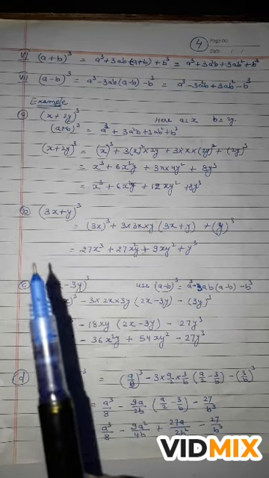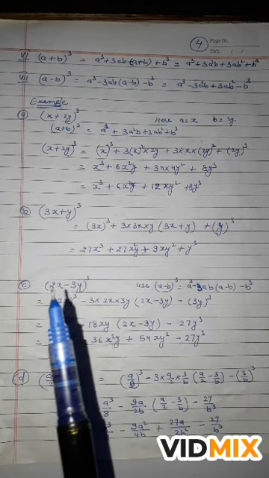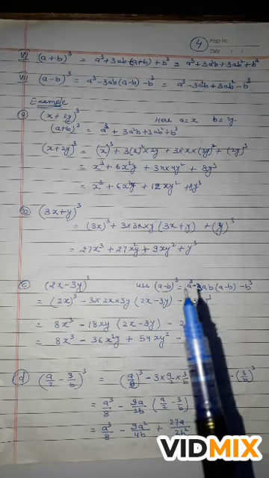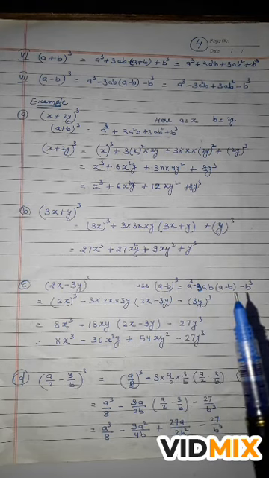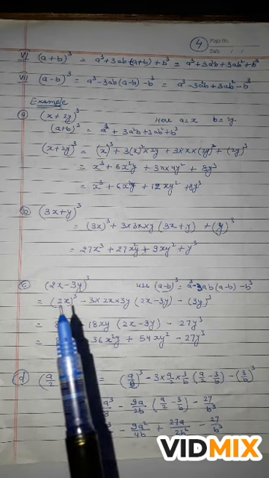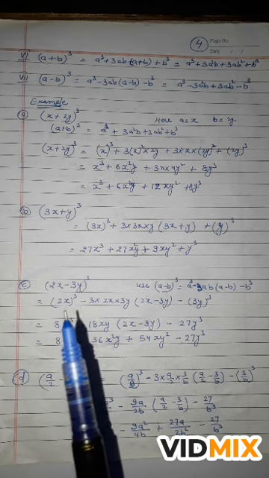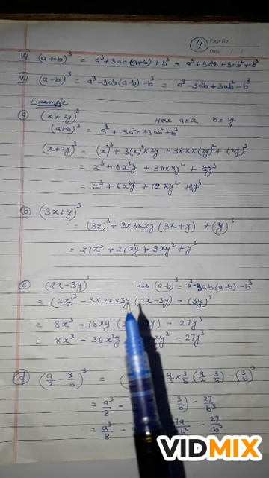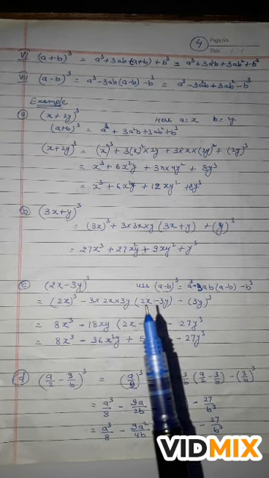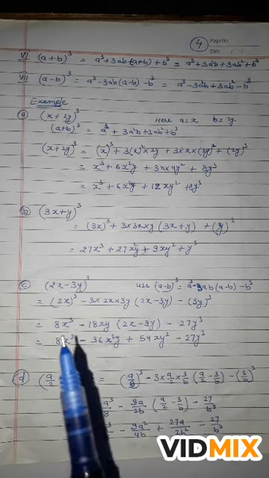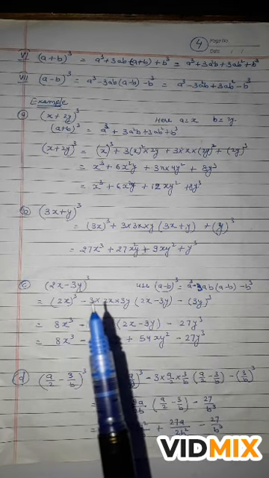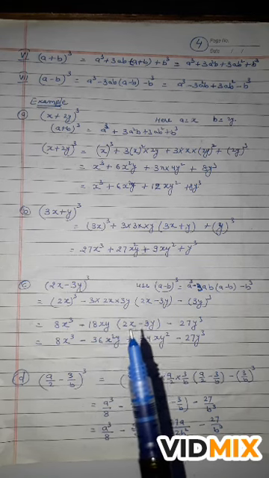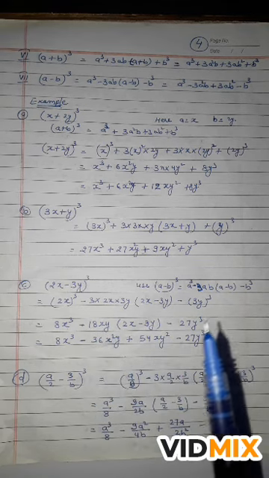We'll take another example, that is (2x minus 3y) whole cube. We use the identity (a minus b) whole cube equals a cube minus 3ab into (a minus b) minus b cube. So a is 2x and b is 3y. (2x) cube minus 3 into 2x into 3y into (2x minus 3y) minus (3y) cube. 8x cube minus 18xy into (2x minus 3y) minus 27y cube.